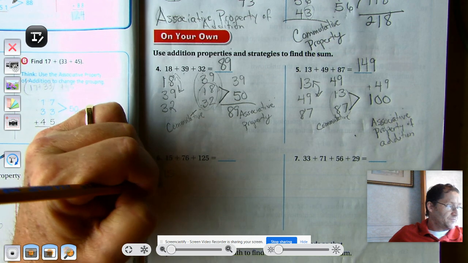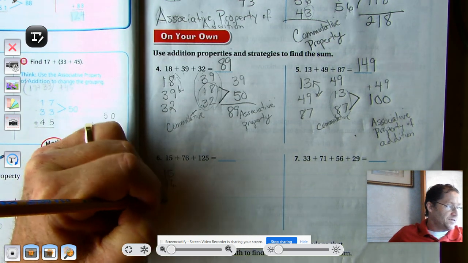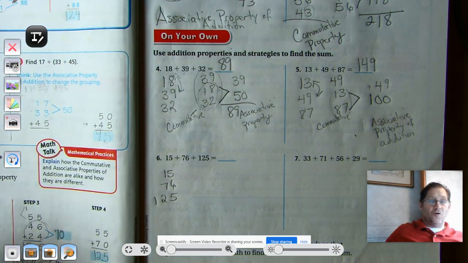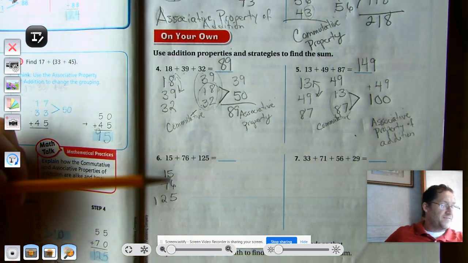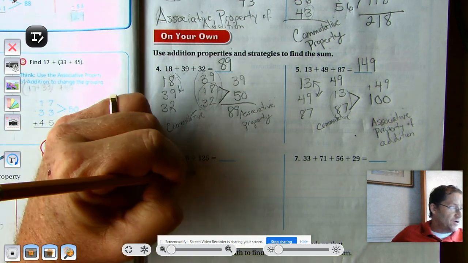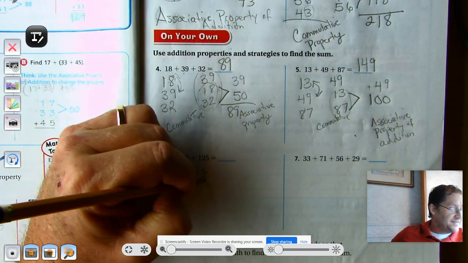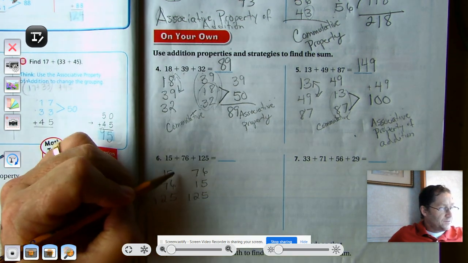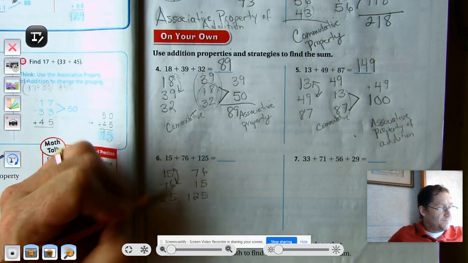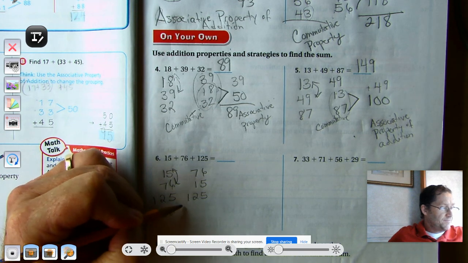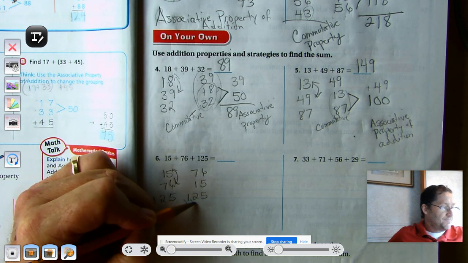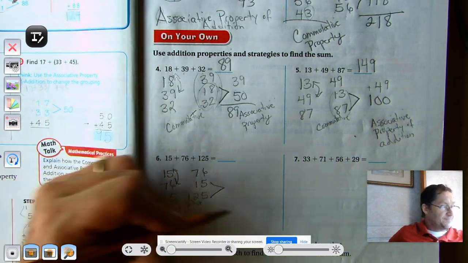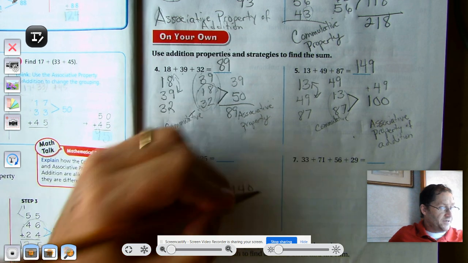15 plus 76 plus 125. Okay, so I see that 5 and 5 would make a 10. So again, I want to change the order of the 76 and the 15. So to change the order, commutative. And now I'm going to group 125 and 15 by way of the associative property.